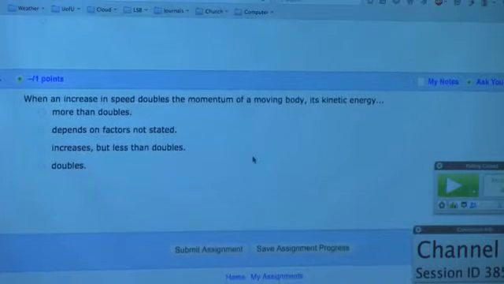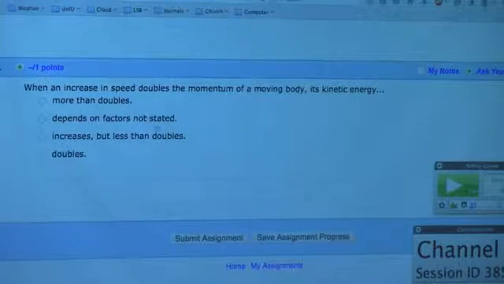The second one, well, I haven't taught you yet. This is my transition. When an increase in speed doubles the momentum, what happens to its kinetic energy? Who read ahead and knows the answer to this one? More than doubles? All right, let's turn the lights on and move to that.